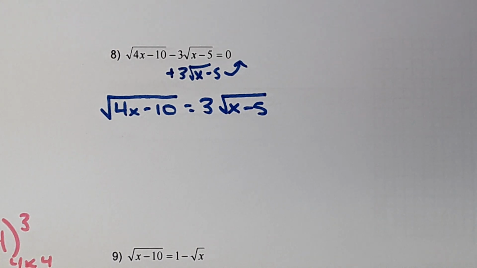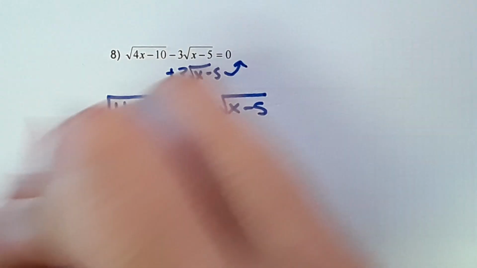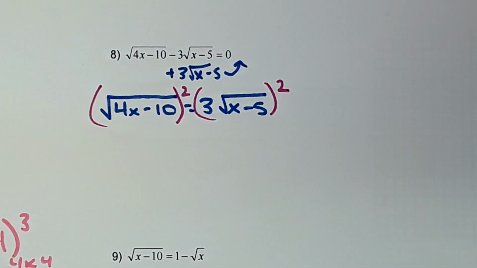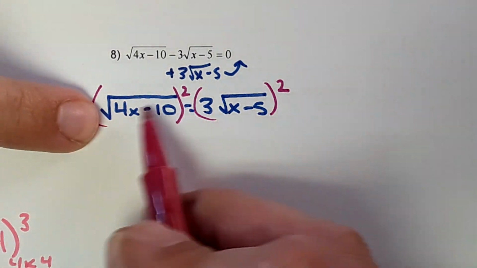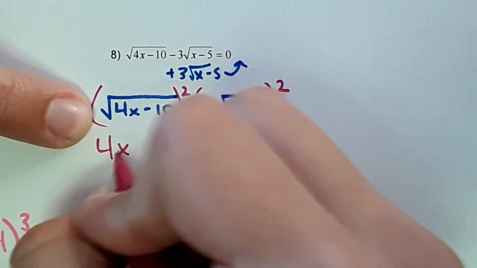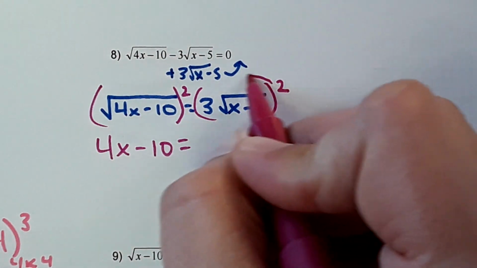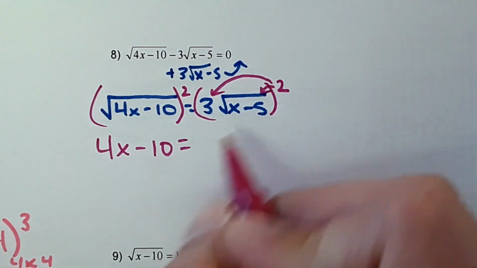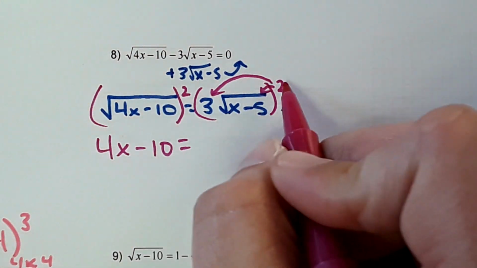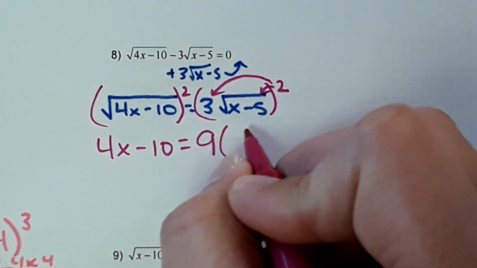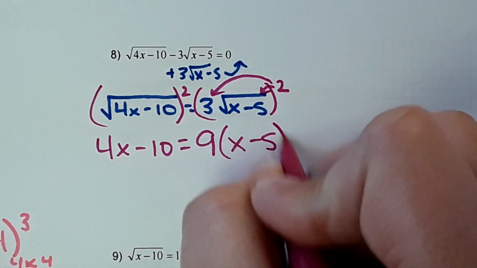Then what we're going to do is square both sides. So square this, and then we're going to square this whole thing. Okay, so this squared will just be 4x minus 10. And then for this, you just have to distribute this squared to both of those terms here. So 3 squared would be 9. And then you have x minus 5, like that.